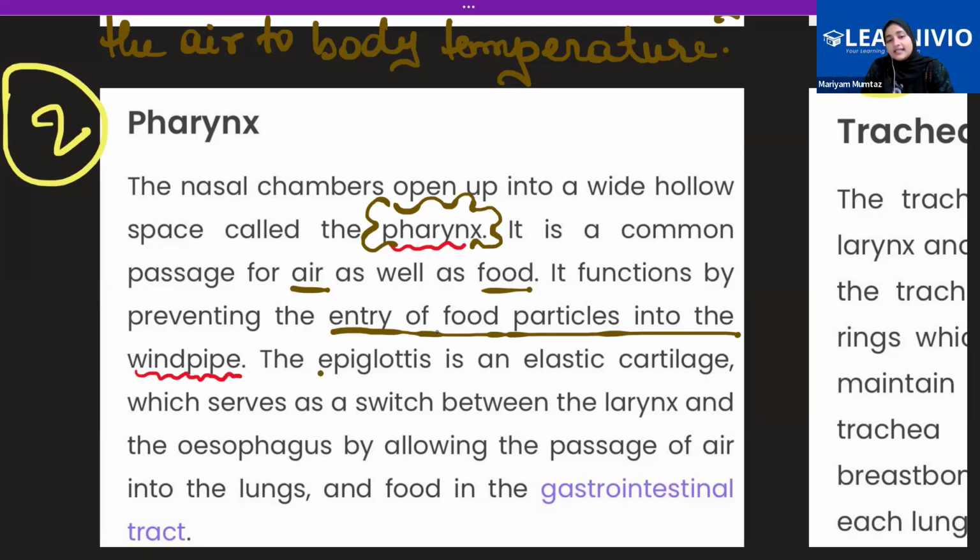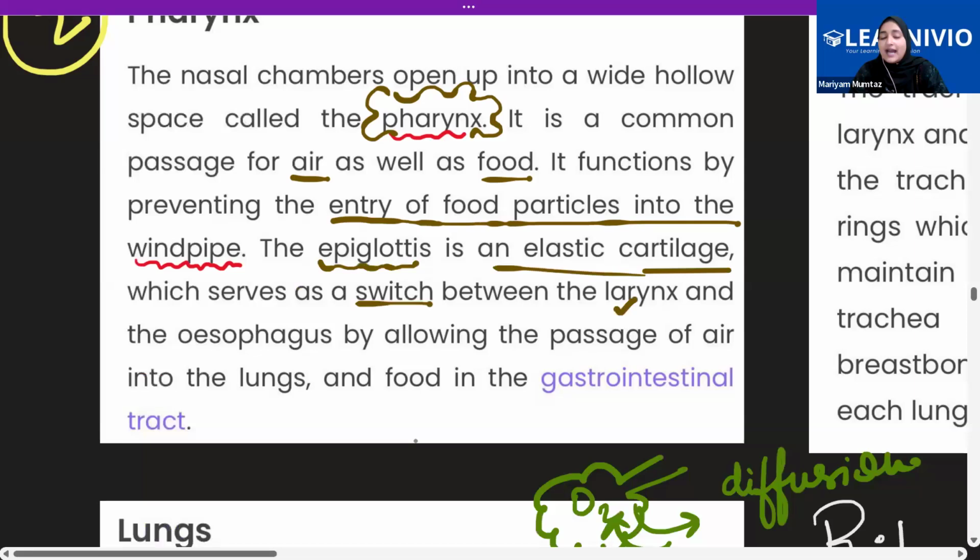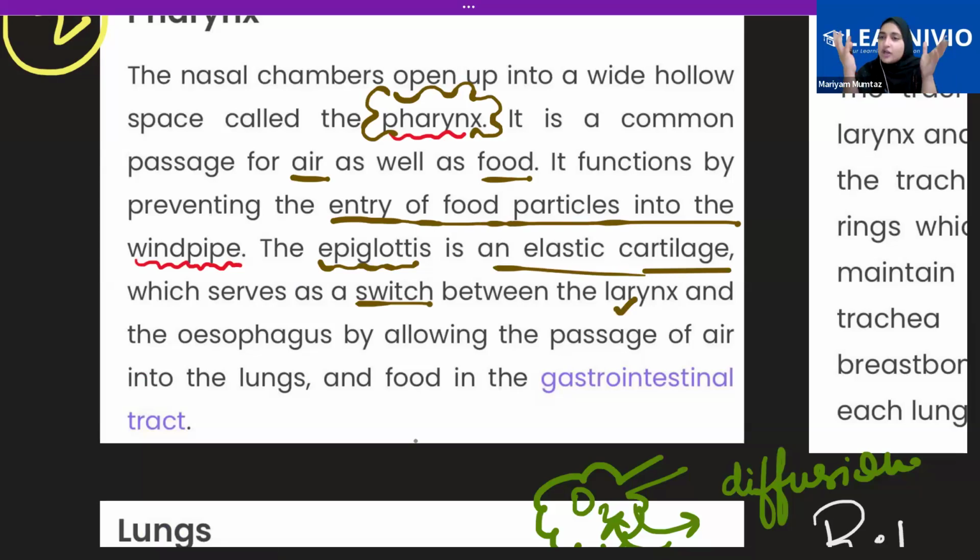Now there is a structure called the epiglottis. It is an elastic cartilage which serves as a switch between the larynx and the esophagus by allowing the passage of air into the lungs and food into the gastrointestinal tract. So basically, when we talk about epiglottis, it's like a flap. Whenever we are eating, obviously it's not that we stop breathing. We eat and breathe at the same time. So whilst we are doing so, so that the food will not enter the windpipe, this particular epiglottis sort of covers the surface so that the food will directly go into the esophagus, that is the food pipe.